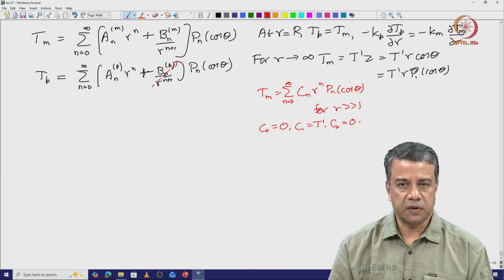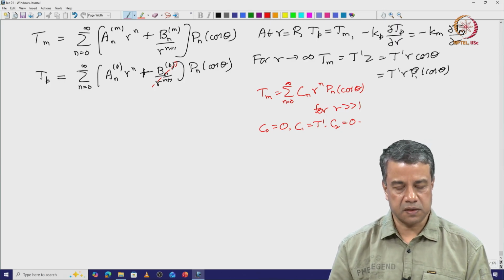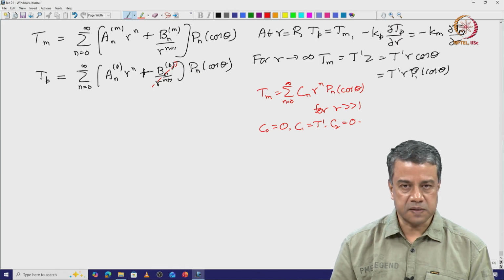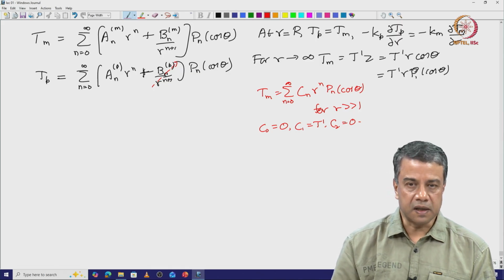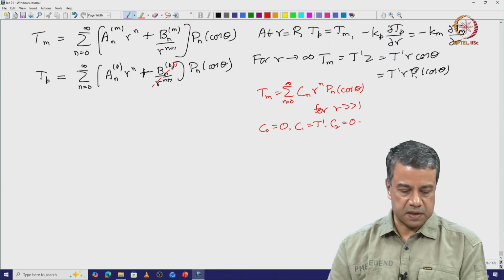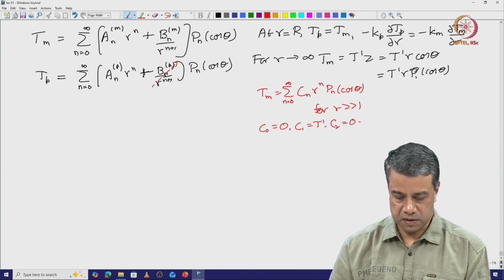Since all the Legendre polynomials are orthogonal to each other, in this series expansion we can equate terms at each value of n in the boundary conditions.